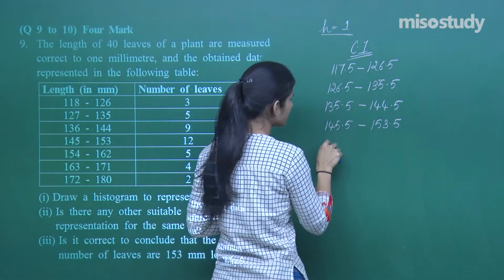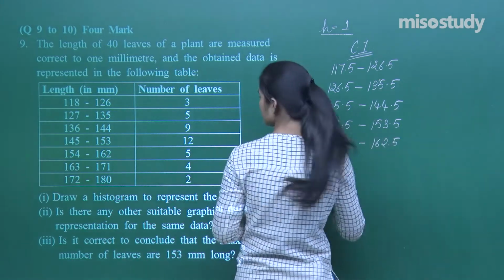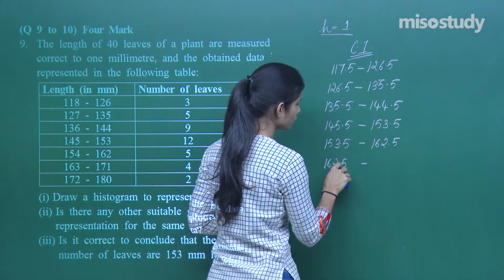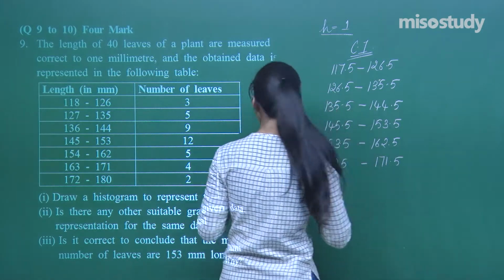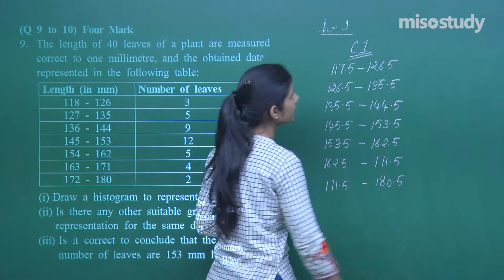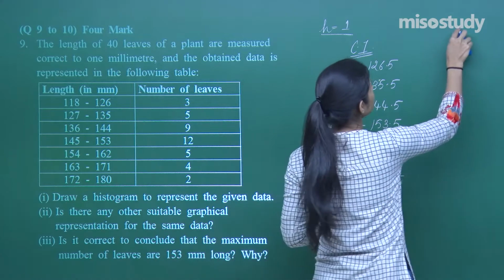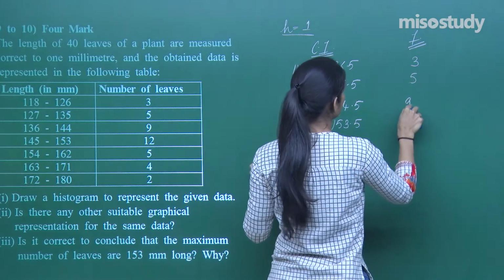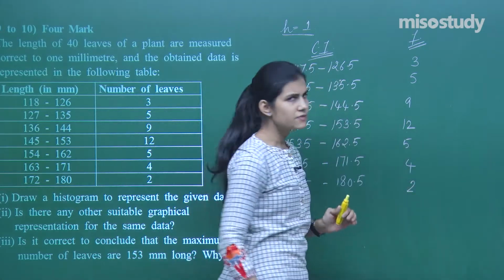Then you have 154 minus half to 162 plus half. Then 163 minus half, that means this is 162.5, and 171 plus half, that means 171.5. Then 172 minus half and 180 plus half. You can clearly see now upper limit of one is lower limit of the other and therefore this has become continuous. Now we write the frequencies: 3, 5, 9, 12, 5, 4 and 2. Now it's very easy for you to draw the histogram.